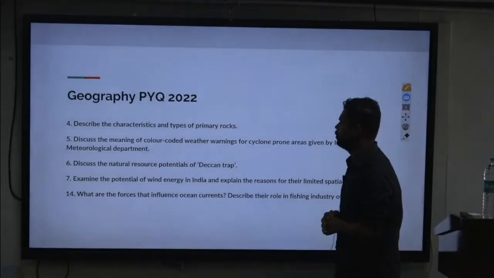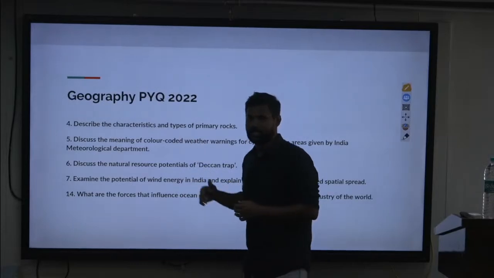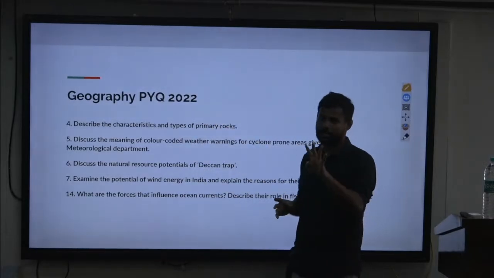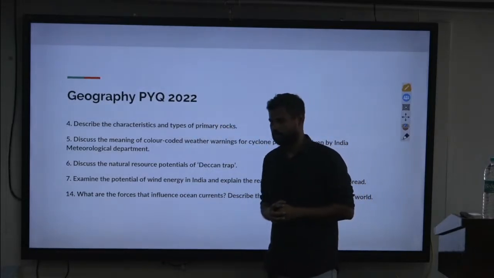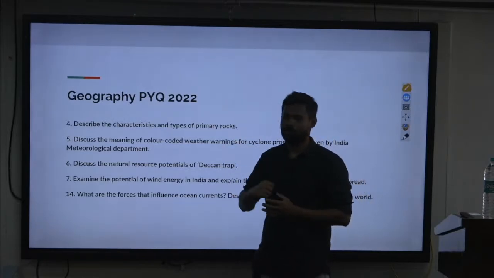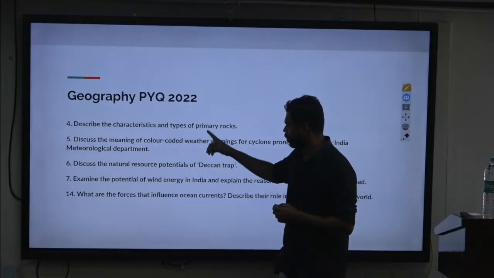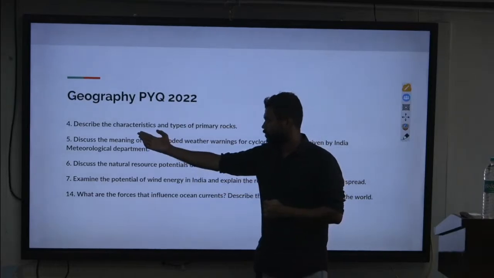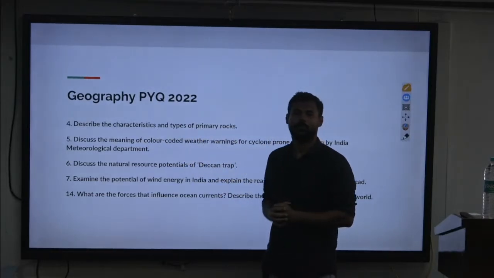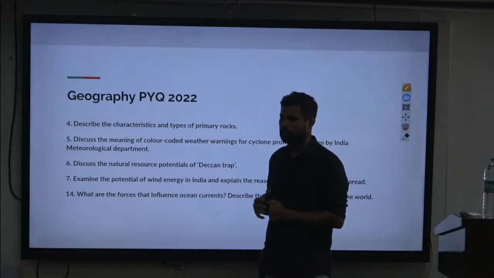Alright, so in geography, the questions that are asked in 2022, usually in geography they are asking 8 questions, correct? 4 for 10 marks and 4 for 15 marks. So let us just look at the questions. The first is, describe the characteristics and types of primary rocks. Is this an easy question or a difficult question? They are talking about igneous rocks, and give us some characteristics of them.